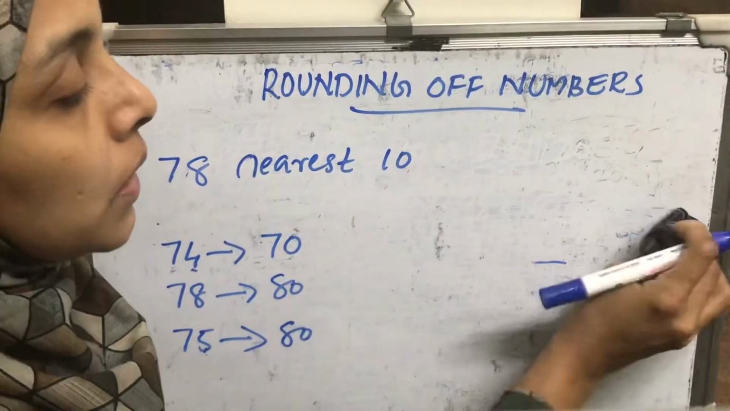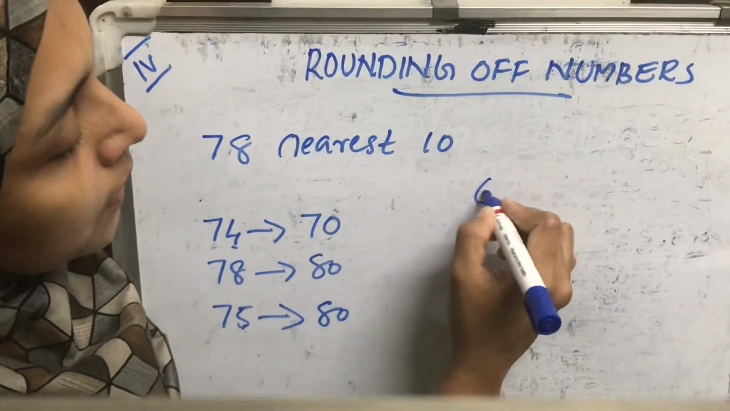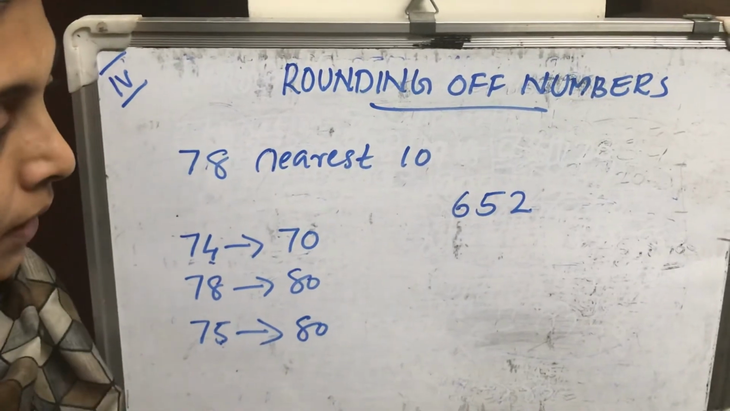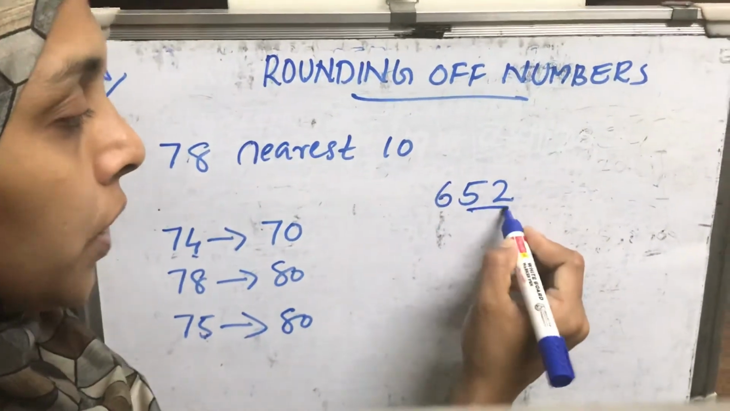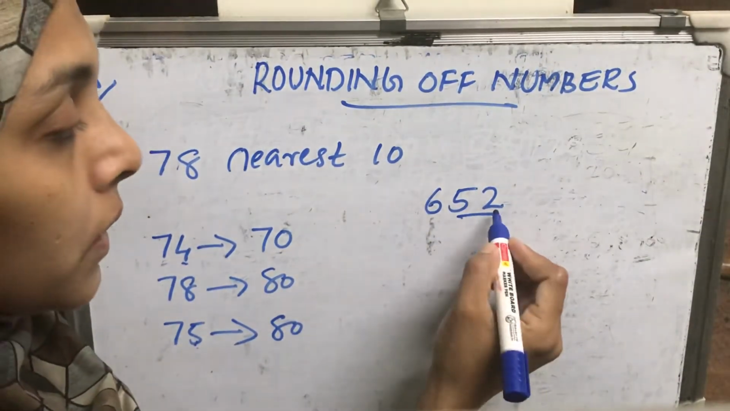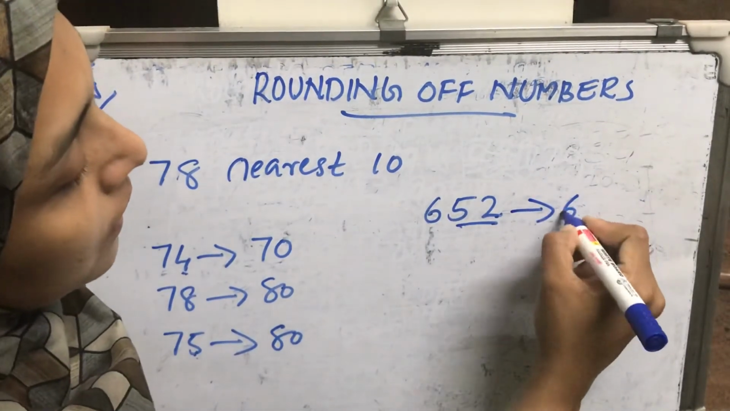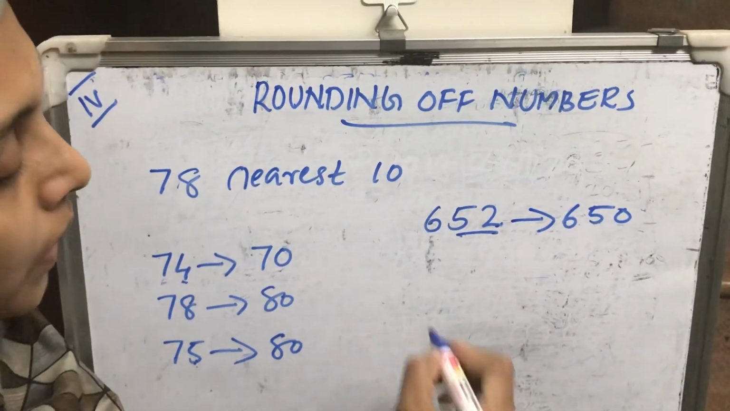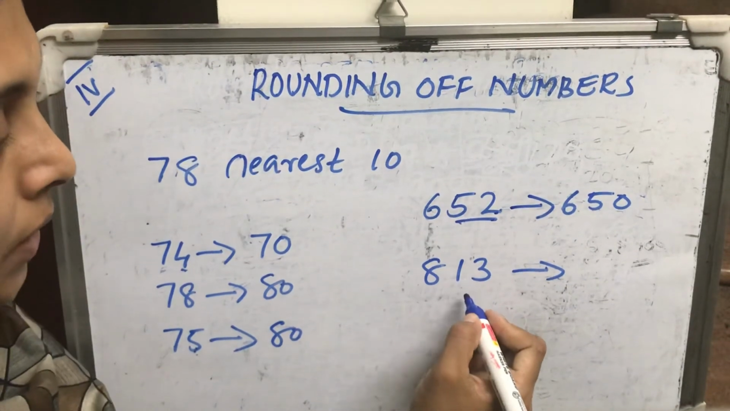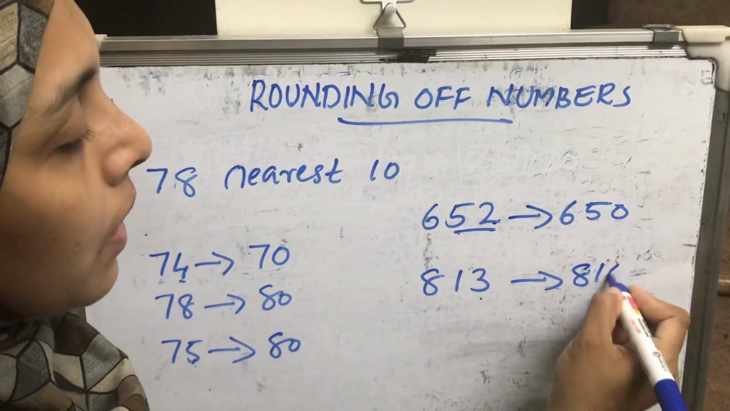Now if it is a 3-digit number, in that case also, suppose the question is round 652 to the nearest 10. Remember only this 52. 52 is between 50 and 60, and 2 is less than 5, so we round the number to 650. Another: 813. When we round 813 to the nearest 10, 3 is less than 5, so we round down to 810.